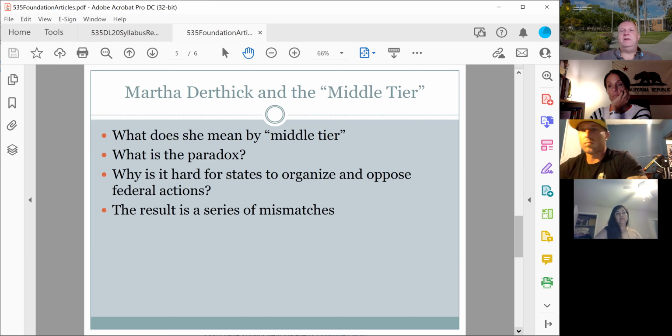Any other reasons why it's difficult to organize and oppose those types of federal actions? Public pressure. Go ahead, Paul. Because they may be acting in their own self-interest. And if they're acting in their own self-interest, that might conflict with the goal of another state.